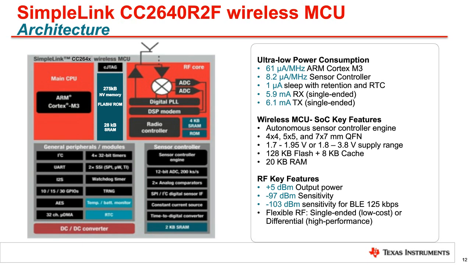It has a very flexible RF performance. It's offered as a single-ended for low-cost consideration, or also comes equipped with differential for high-performance type of application. The output power is 5 dBm, and the sensitivity can be as low as -103 dBm for BLE at 125 kilobits per second. This is the SimpleLink Bluetooth Low Energy CC2640R2 that will be used in this system design.